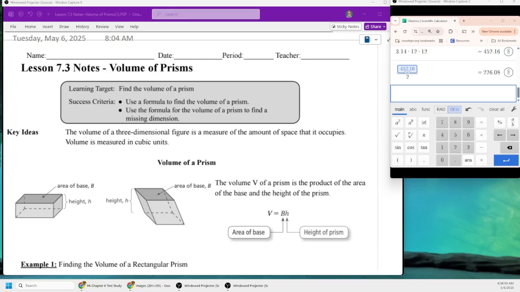Okay, so today we're looking at 7.3 and 7.4. They are very, very similar. So the first one we're looking at is volume. Again, volume is if we were going to take something and fill it up.